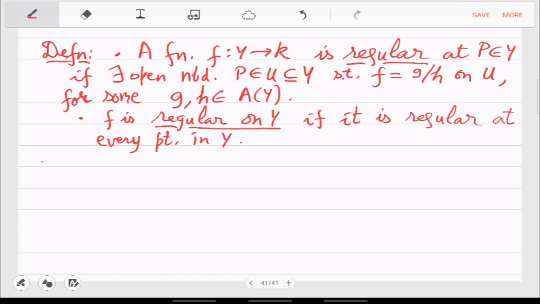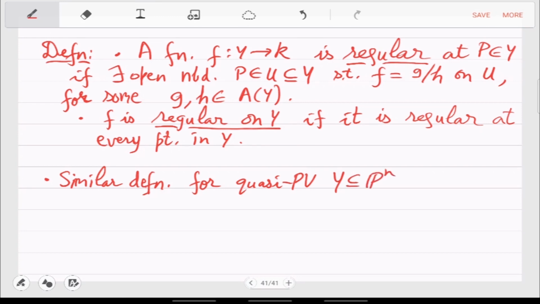And a similar definition for quasi-projective varieties, in the projective n space, except we need g, h to be what? Homogeneous of the same degree. Right, so we need g, h to be in the same grade, which is S_d, homogeneous degree d polynomials for some d.